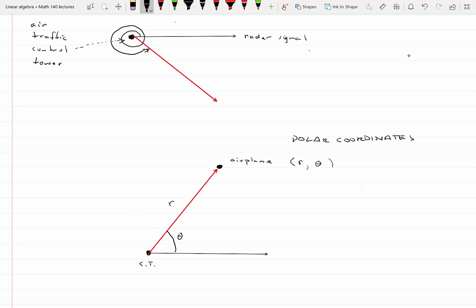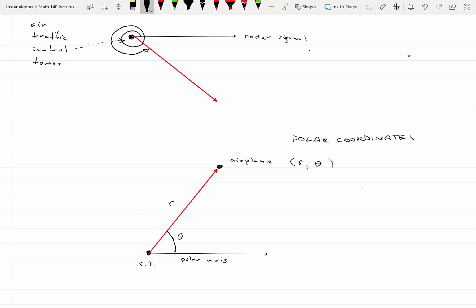Okay, and you can see why they'd be a little more convenient than rectangular coordinates, since the radar signal is sweeping out angles and measuring the distance from the control tower, the new origin, if you will. Let's call that fixed line the polar axis. And that polar axis can coincide with the positive x-axis if we decide to do that. And very often we will.